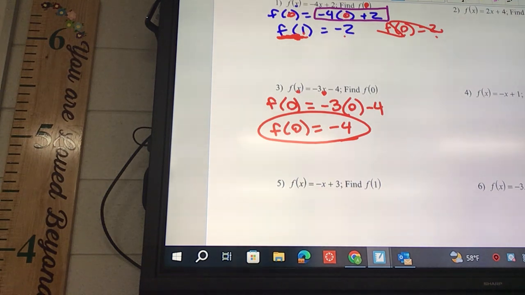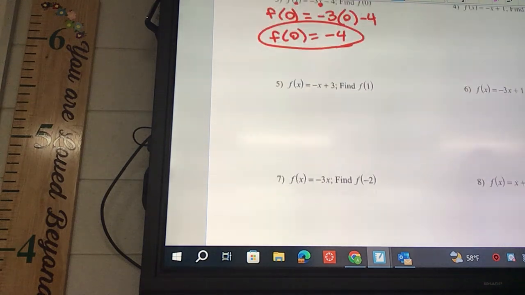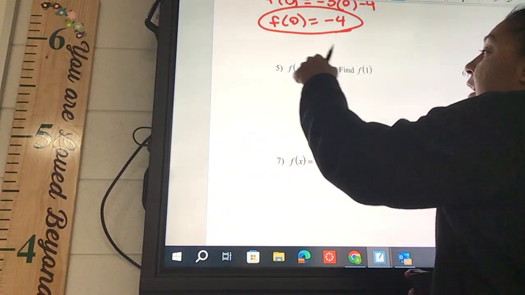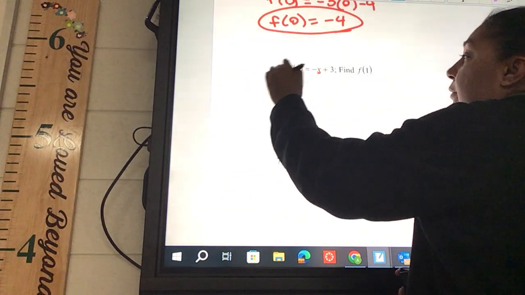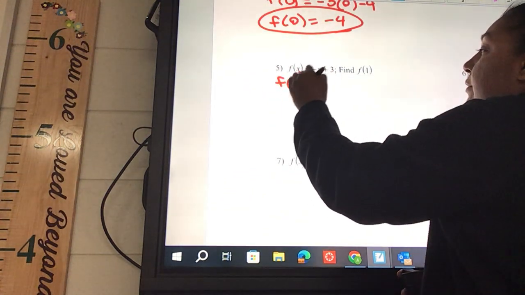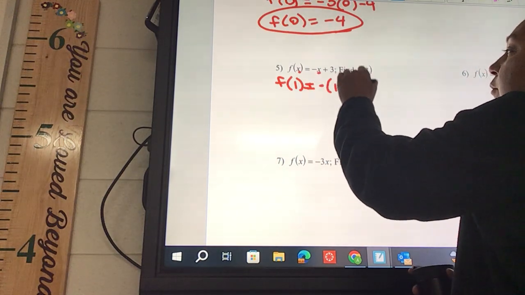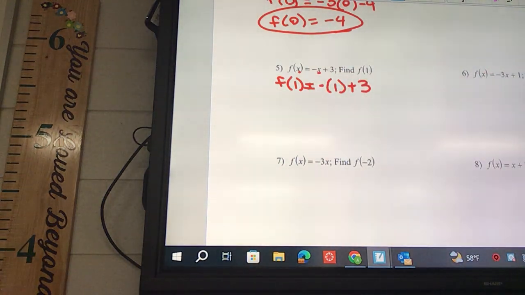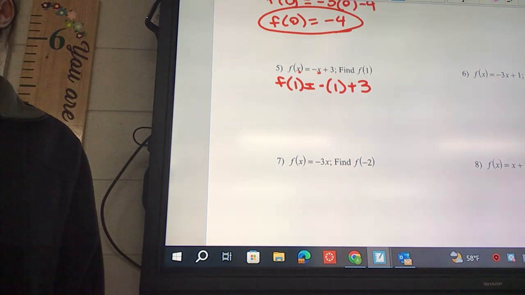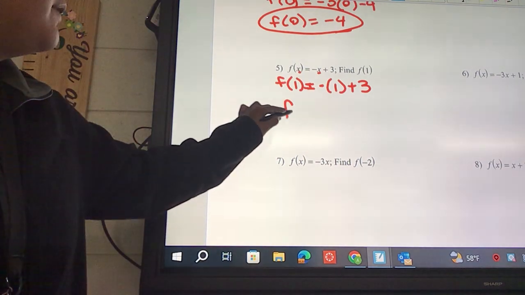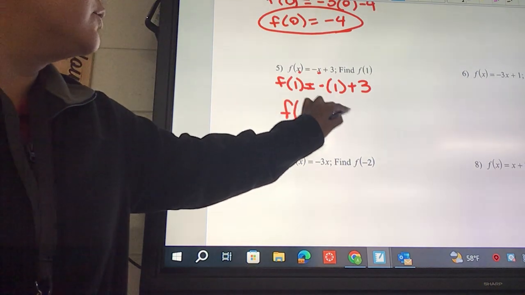If we look at 5, what are we plugging in everywhere? F of what? It says find f of 1. Everywhere that there is an x, I'm putting in a 1. So it should look like f of 1 equals negative, and boom, I have another x, so I'm going to say negative 1 plus 3. What is negative 1 plus 3? 2. So f of 1 equals 2.